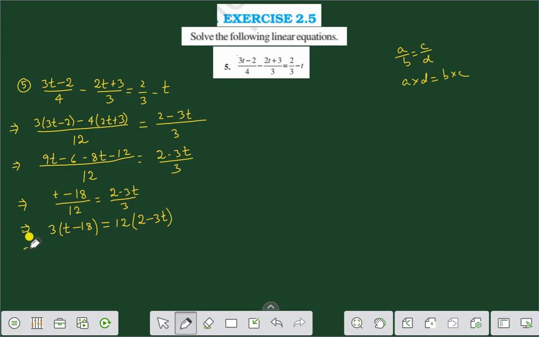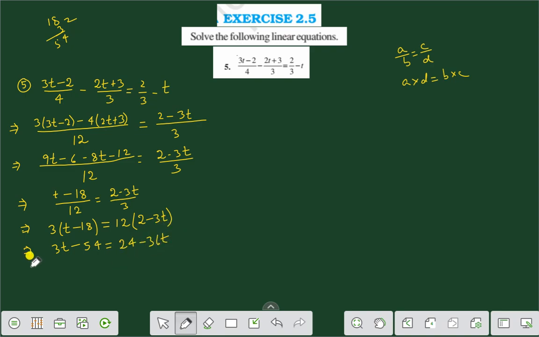Or you can write here as 3t minus 18 into 3, that is 54, minus 54 is equal to 12 into 2, that is 24, minus 12 into 3t, that is 36t.